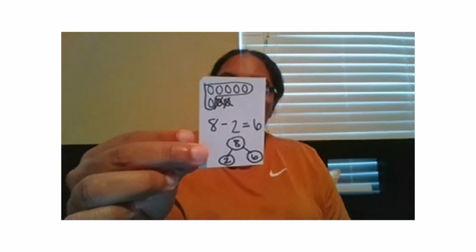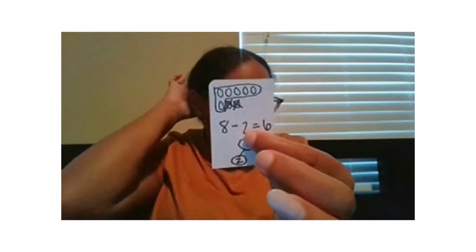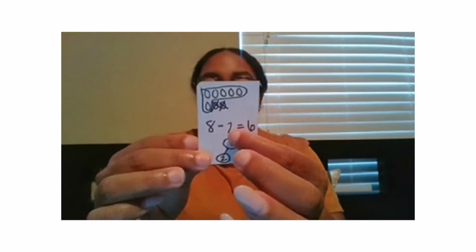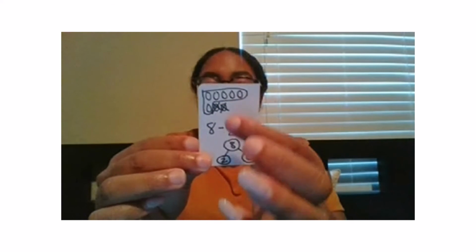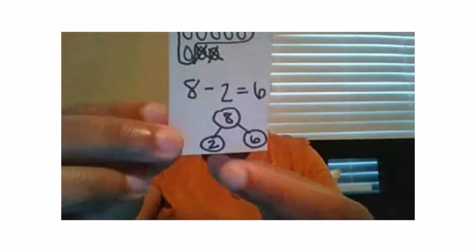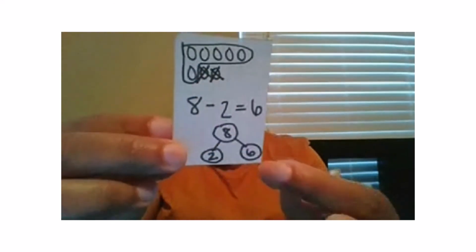How many puppies did we start off with? 8. So 8 was our whole. How many puppies went and disappeared? 2. So 2 is our part, right? We had our whole, which is 8. We took 2 away from our 8, and so we have 6 left over, which leads me to my number bond: 2 and 6 make 8, or 8 take away 2 has 6.